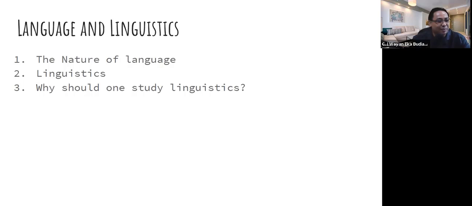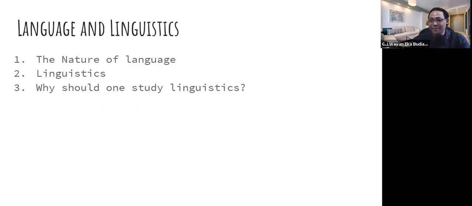This is part of literacy, I think, because last time I remember Daisy talked about literacy. From language, from something that you read, you will understand more than just the word in its context, which is really good. Then later on we will talk about linguistics also. What is linguistics? And as I mentioned before, why should we study linguistics?